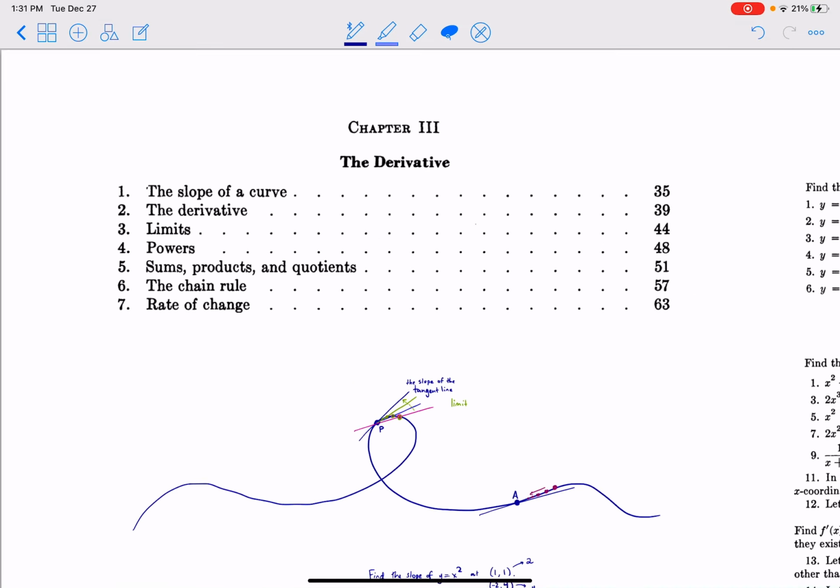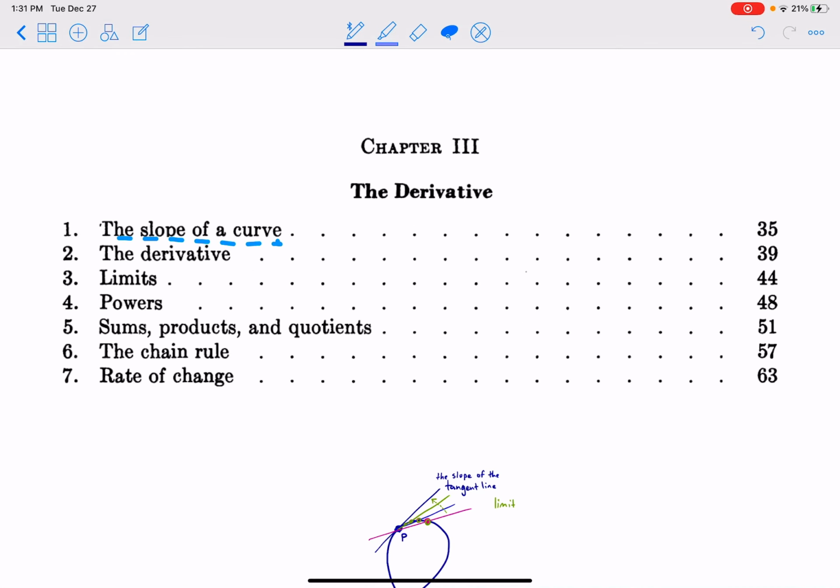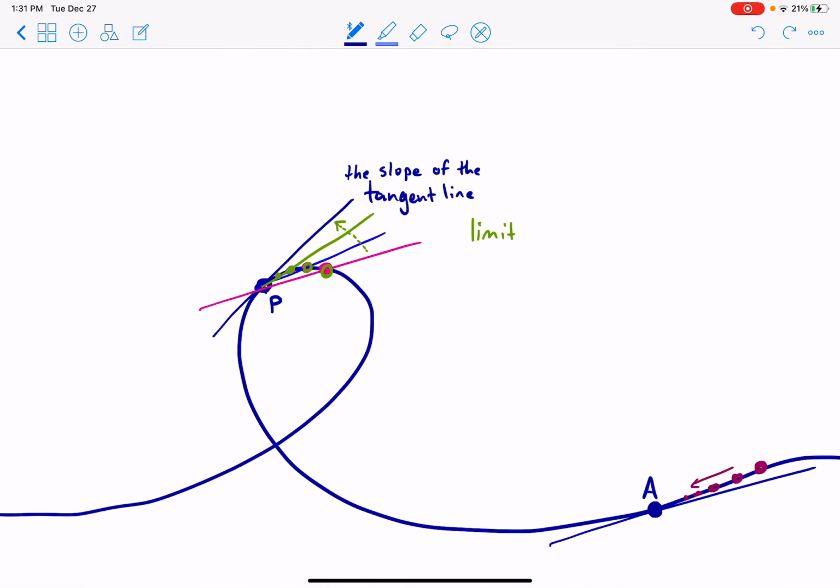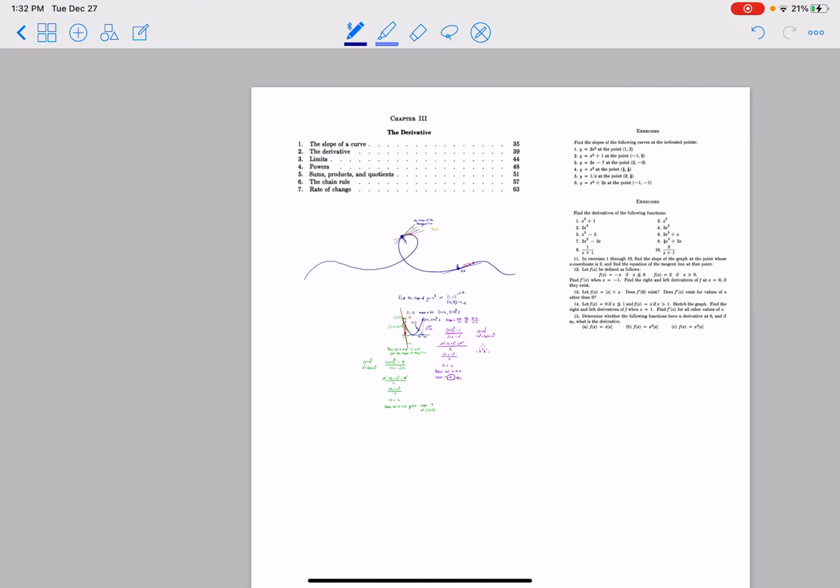Okay, so before we found the slope of a curve at a single point, but now we'll find the derivative of the curve, which basically tells you the slope at every single point. Right, so maybe if we calculate the slope here at this point, P, we might find that the slope is 1.8. And over here, maybe the slope is 0.2. And what we want is to know the slope at every single point of the curve.